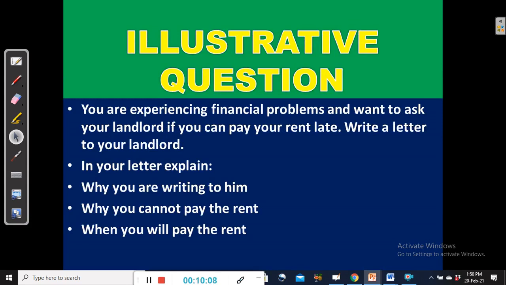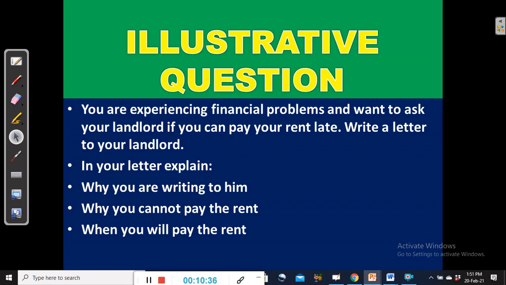Now let's look at this illustrative question. You are experiencing financial problems and want to ask your landlord if you can pay your rent late. Write a letter to your landlord. In your letter, explain why you are writing to him, why you cannot pay the rent, when you will pay the rent. This is a typical IELTS question, writing task.